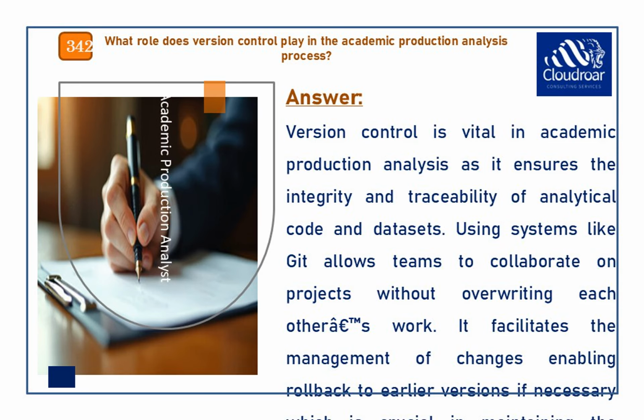Question 342. What role does version control play in the academic production analysis process? Version control is vital in academic production analysis as it ensures the integrity and traceability of analytical code and datasets. Using systems like Git allows teams to collaborate on projects without overriding each other's work.